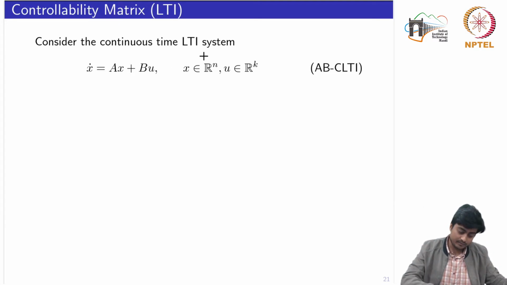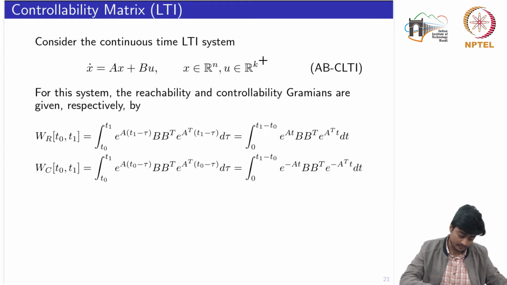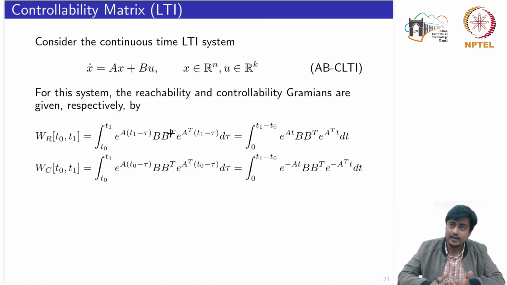So consider the continuous time, linear time invariant system given by this A, B, because we are only concerned with the A, B matrices, not with the C, D matrices, where x is an n-dimensional vector and u is a k-dimensional vector. So for this system, the reachability and controllability gradients are given respectively by this. We have already defined the gradients in terms of the state transition matrix. Now for the LTV system, we already knew that computing the state transition matrix is pretty difficult. But for the LTI system, we have some flexibility: we can express the state transition matrix in terms of the exponential matrix. Okay, so this is what we have done.